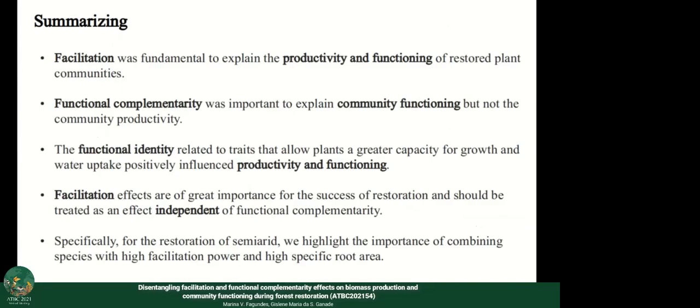So in short sentences, we have seen here that facilitation was fundamental to explain both the productivity and functioning of these restored communities, that functional complementarity, on the other hand, was important to explain community functioning, but not community productivity. And the functional identity related to below ground traits as specific root areas were very important to explain both productivity and functioning. So we can see here that facilitation is very important for the success of the restoration of such communities and should be treated and measured as an independent effect of functional complementarity. And specifically for the restoration of semi-arids, we highlight the importance of combining species with high facilitation power and high specific root area.